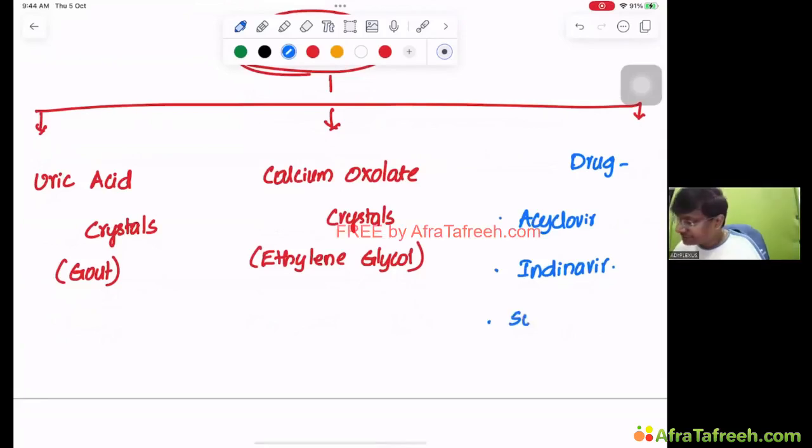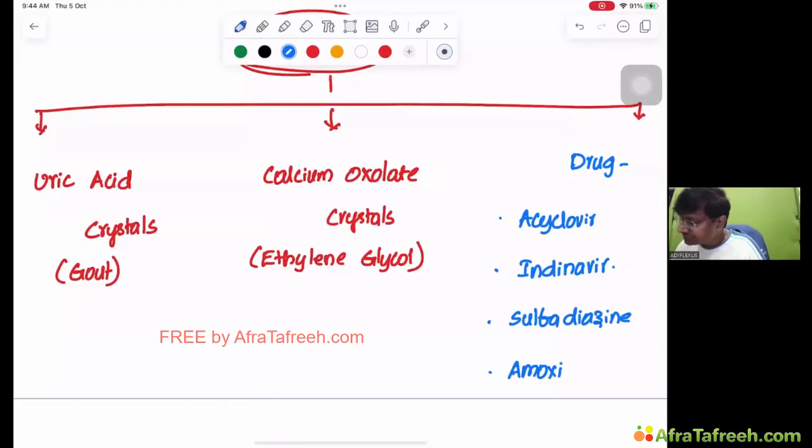And the other drugs are sulfadiazine, that is the sulfa group of drugs. Then another drug is amoxicillin. These are the drugs which can cause crystaluria.